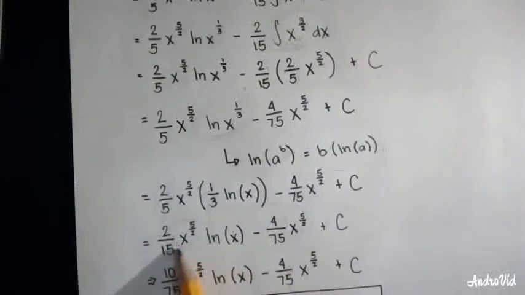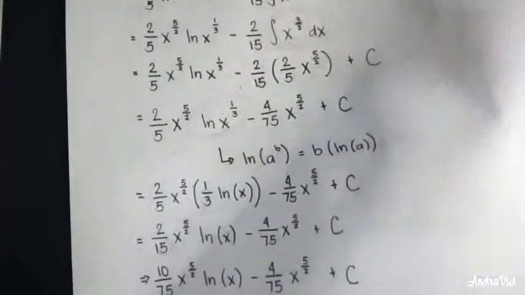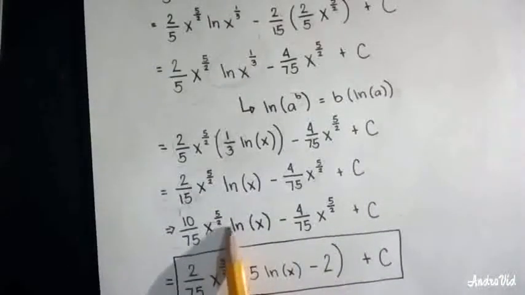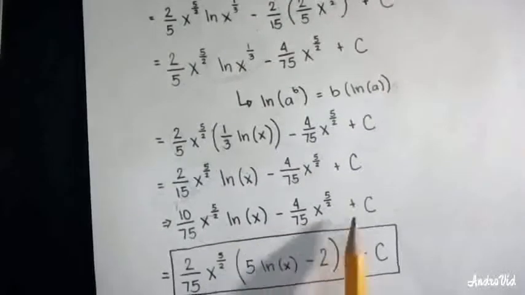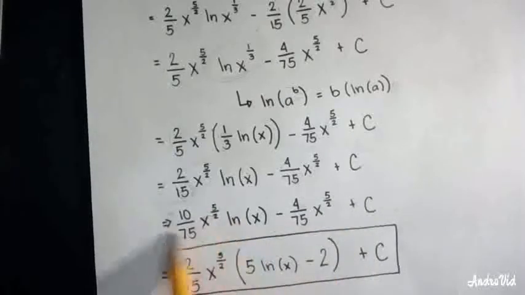That's still 1. That would be 10 over 75 x raised to 5 halves ln x minus 4 over 75 plus c. So we can see that the common factor here is 2 over 75 x raised to 5 halves. So we would factor that out.